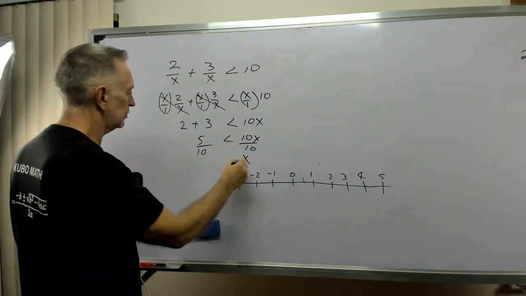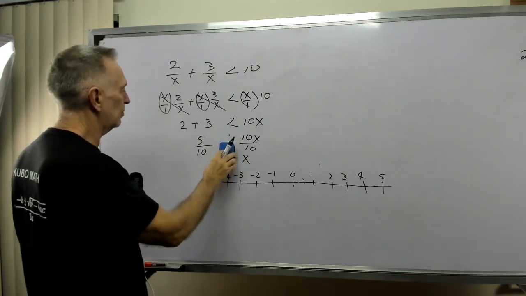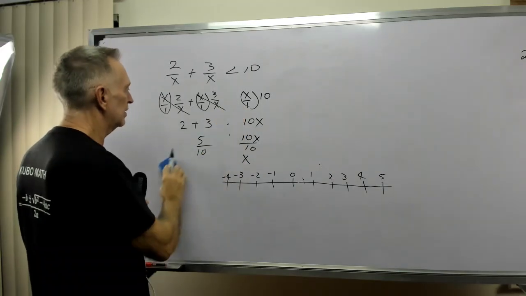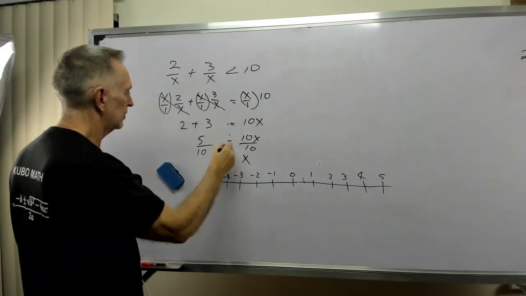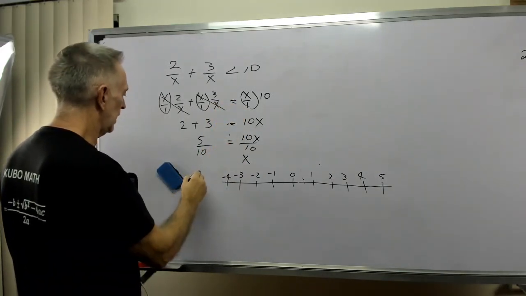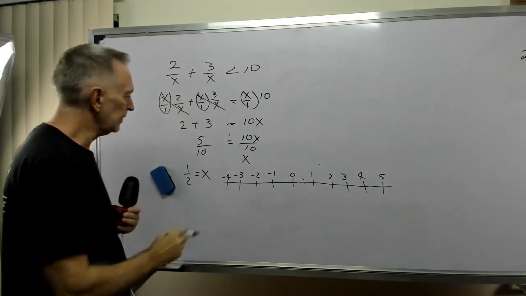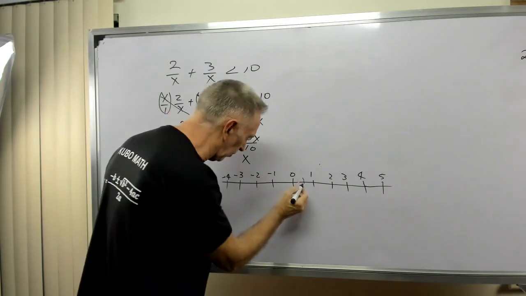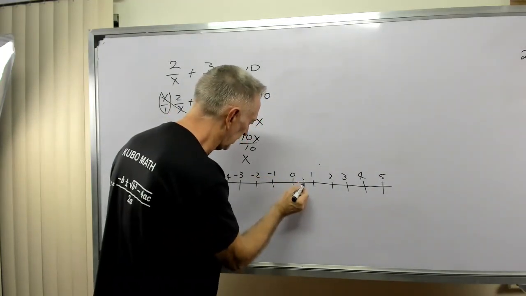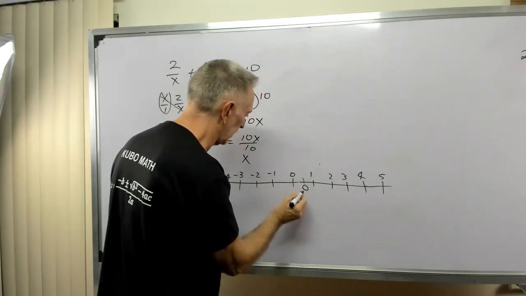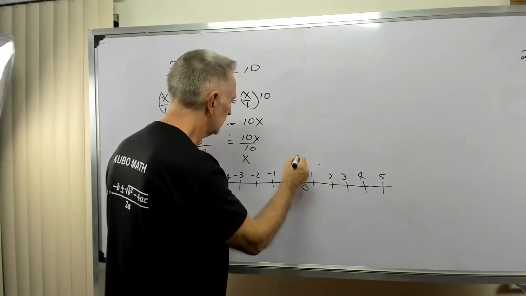So x, and I should have set that equal, by the way. We're trying to solve it if it's equal. So x equals 1/2. Now obviously it can't equal 1/2, so here's 1/2. We're going to put a circle there. So that's 1/2.